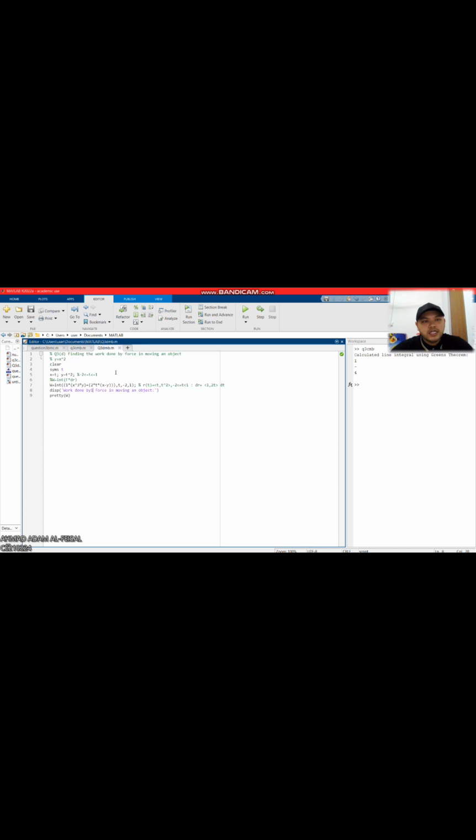For question 3D, finding the work done by a force in moving an object. y equals x squared, x equals t, y equals t squared. And we will run this program. So the work done by the force in moving an object is 3.